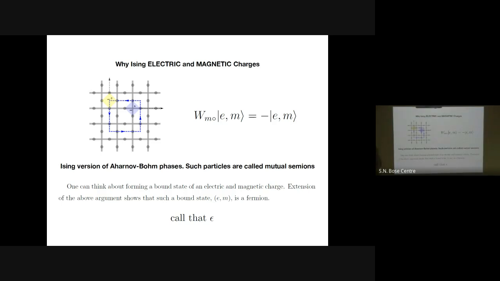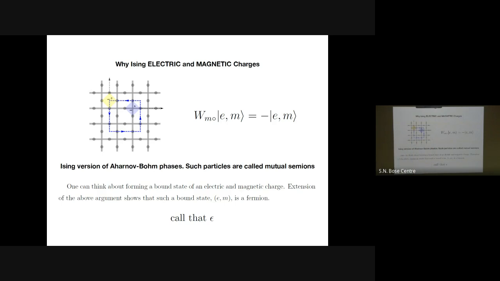Now one can think about taking an electric charge and a magnetic charge and binding them together, putting them next to each other in some way. There are many ways to do it, but putting them next to each other, let's call that bound state an epsilon. So I put this electric charge here and take the magnetic charge and put it here, and that thing I call an epsilon.